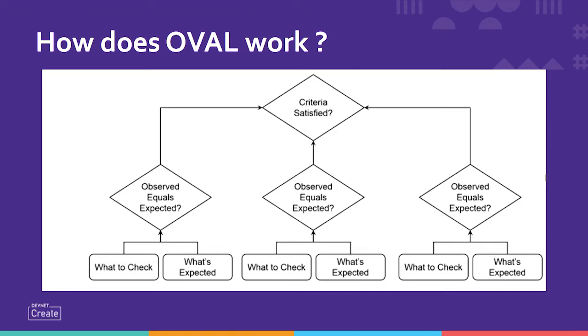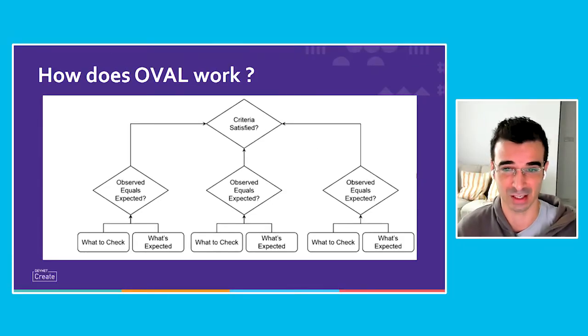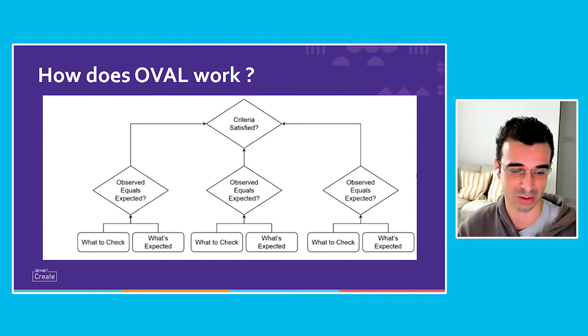The way vulnerability assessment is performed with OVAL, the process is quite straightforward in the sense that you really have two questions to ask and answer. And the end result must be a Boolean kind of answer, right? So are you affected by the vulnerability? Is it a true or false answer? And these two questions are essentially around what to check and what's expected.